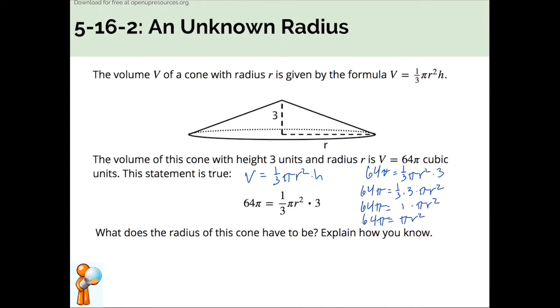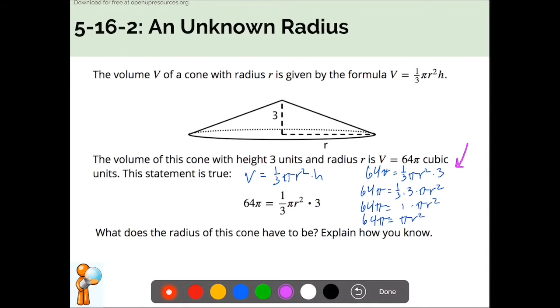Okay, so looking at this cone and trying to figure out the radius, I've done some work over here on the right where I rewrote 64 pi equals 1/3 pi r squared times 3. And then in this next step, I just rearranged that and wrote 64 pi equals 1/3 times 3 times pi r squared. And I rearranged it that way because I can easily take 1/3 times 3. So in my next step here, 64 pi equals 1, because 1/3 times 3 is just 1, times pi r squared. And then I simplified that to just 64 pi equals pi r squared.